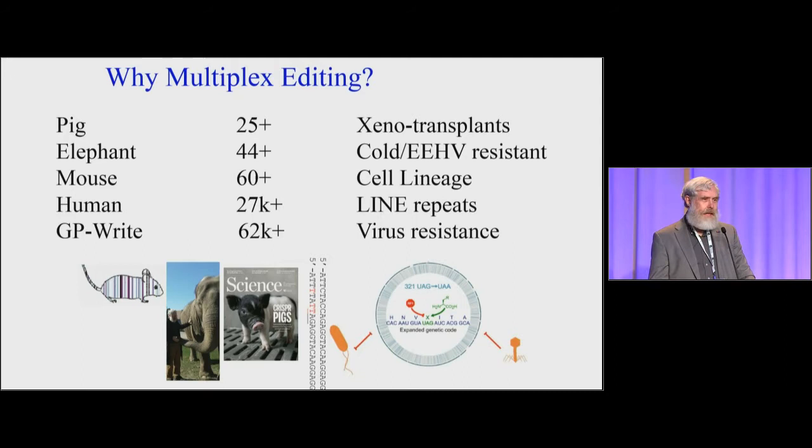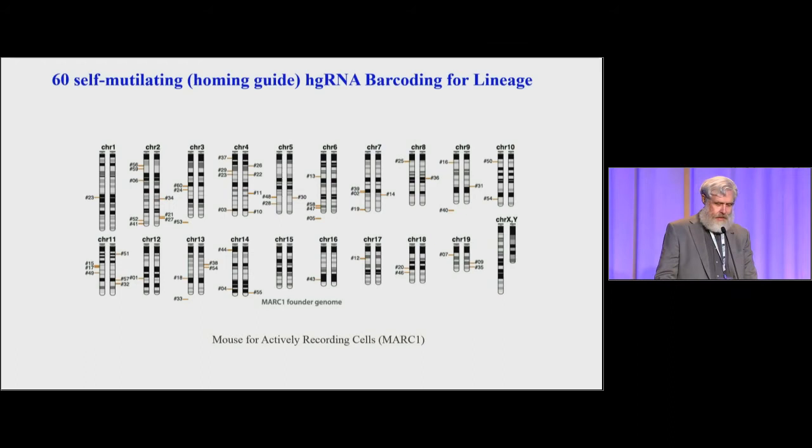And the reason that we want the biggest multiplex editing is to make virus-resistant cells. We've demonstrated this now in an industrial microorganism, and we now have an international project that involves 105 labs called Genome Project Write, and it's aimed at making multivirus resistance, but with a very simple trick, which is changing the genetic code. More about that in a moment. So here's the most ill-conceived guide RNA strategy.